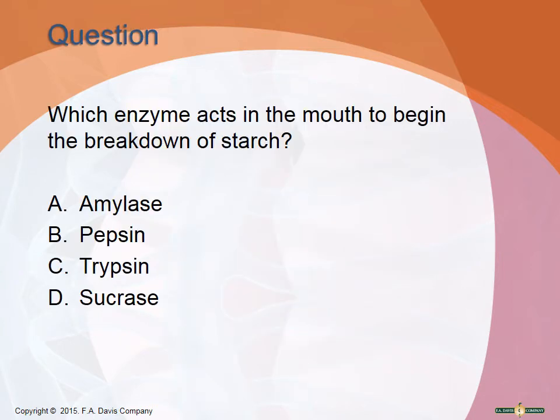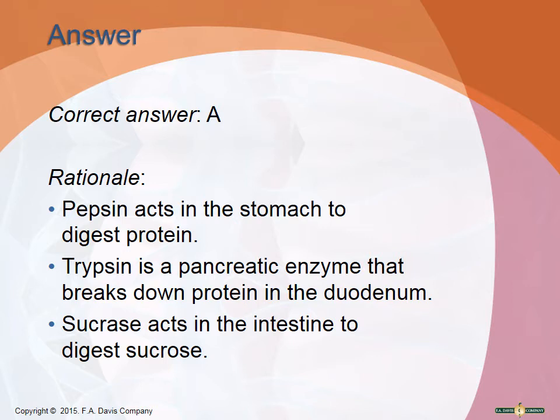So which enzyme acts in the mouth to begin the breakdown of starch? That would be amylase. Amylase is the enzyme that begins to break down starch. Then we'll see those other ones. Pepsin is in the stomach, and trypsin, duodenum.